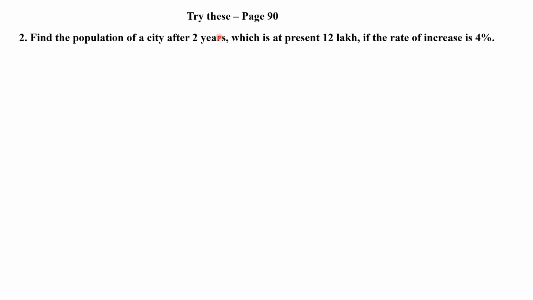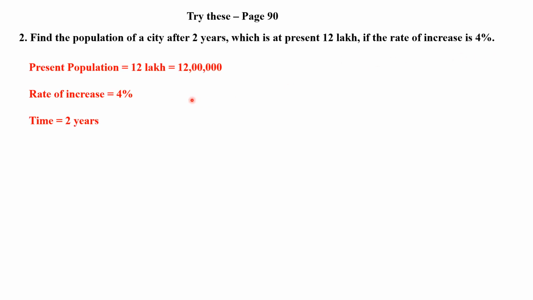So now try these, page 90. There is another question. Find the population of a city after 2 years, which is at present 12 lakh, if the rate of increase is 4%. So the information given here is: present population is 12 lakh, rate of increase is 4%, time is 2 years. So the formula which I am going to use is P times (1 plus R by 100) whole to the power n.